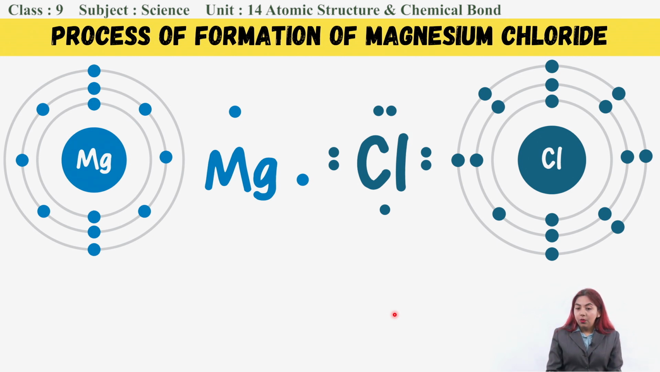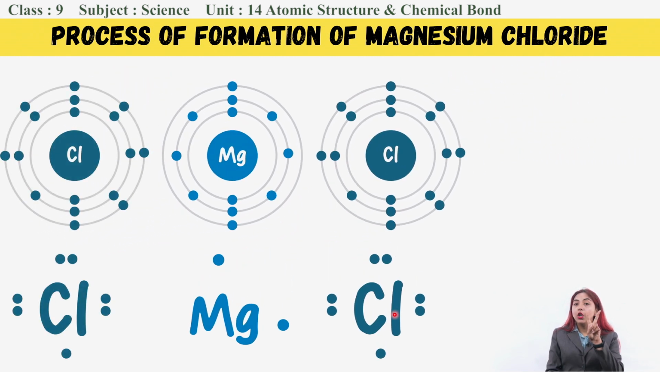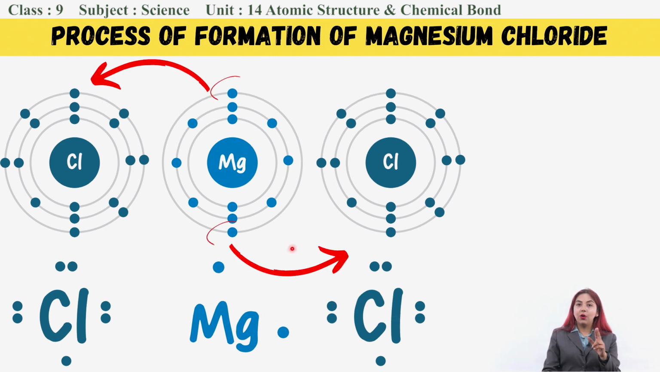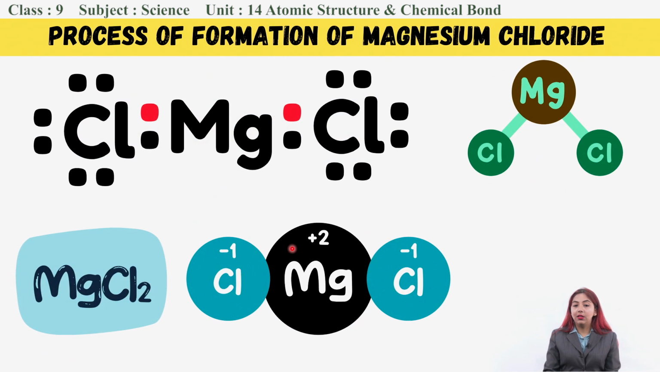So what happens is, the same magnesium now reacts with 2 chlorine atoms. The 1 electron present in the outermost orbit, it donates to 1 chlorine atom, and the remaining 1 electron, after donating 1, it again donates to another chlorine atom. So they form MgCl2, that is magnesium chloride. So magnesium donates 1 electron to 1 chlorine and another electron to another chlorine.